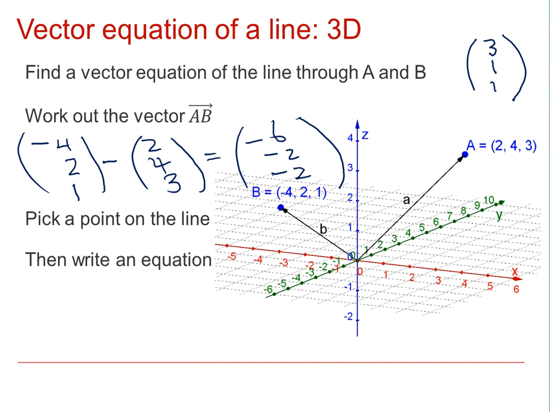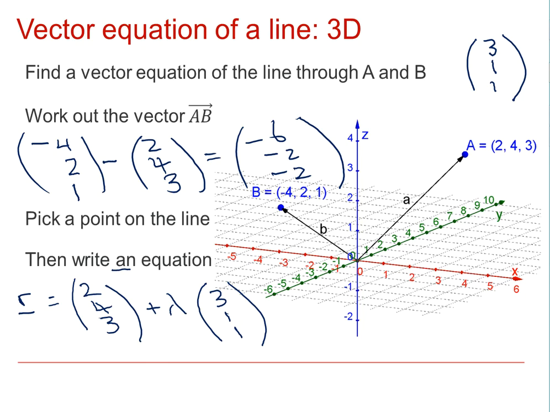We then need to pick a point on the line and write the equation. You'll notice it's an equation, as this will not be unique. So I'm going to choose A as my stepping on to the line point, and then I'm going to have the parameter times the direction vector, which I'm choosing as (3, 1, 1). This is therefore an equation of a line through A and B. It is not unique. I could have chosen to jump onto the line at B and then used a different parameter, call it a different letter, and a different multiple of (3, 1, 1).